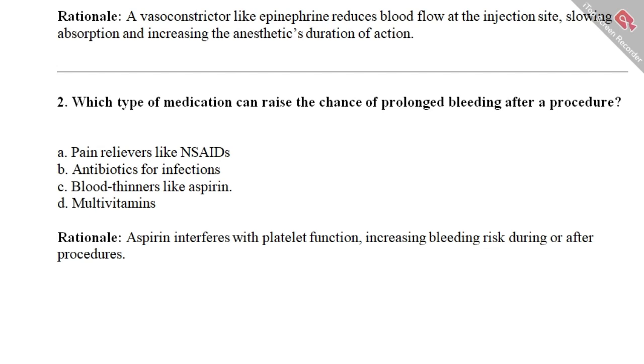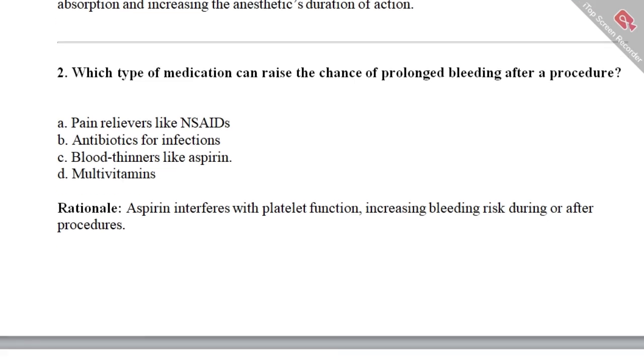Option C is blood thinners like aspirin. They increase the chance of prolonged bleeding after procedures. Why? The rationale is that aspirin interferes with platelet function, increasing bleeding risk during or after a procedure.